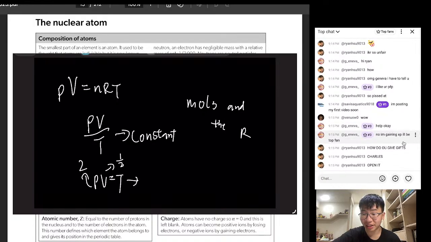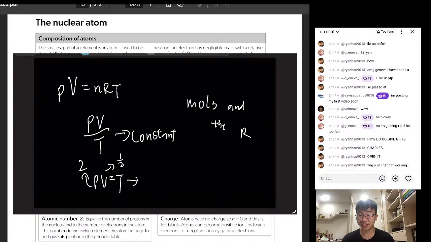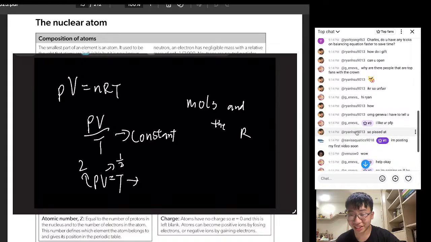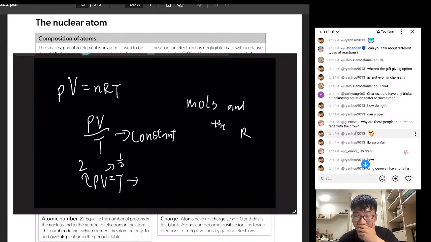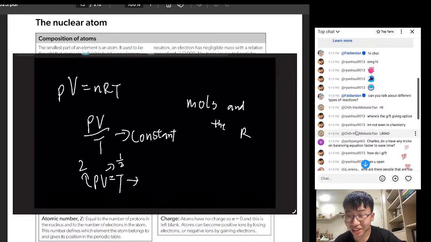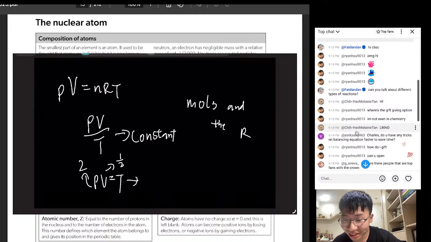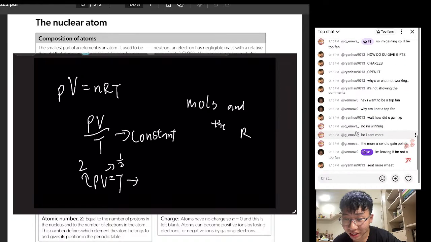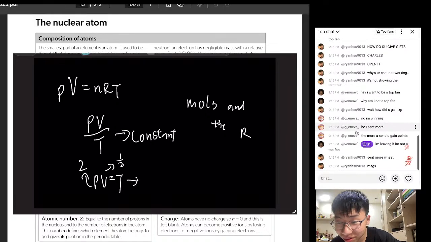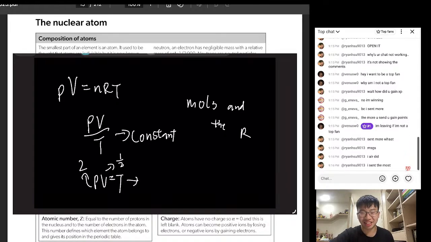Lagging so bad, man. Hope okay. No, I'm getting XP. I can't read this chat in time. Do you have any tips on balancing equations faster to gain time? Oh, where's the... I can't read this in time. Or there are people on the top with crowns. Wow, open it. I'm leaving it. Sorry, I'm trying to read the chat. What? How?